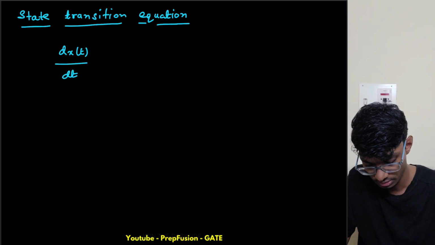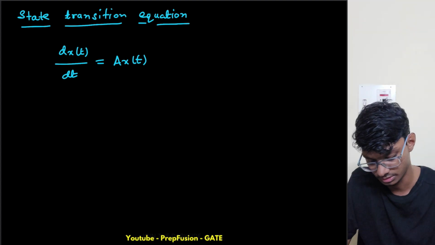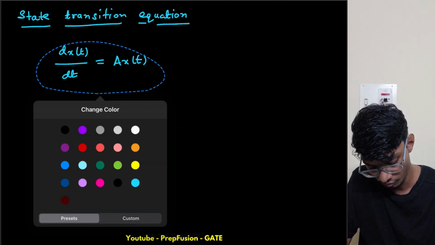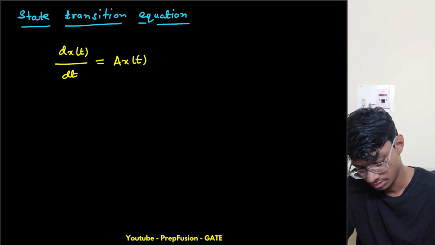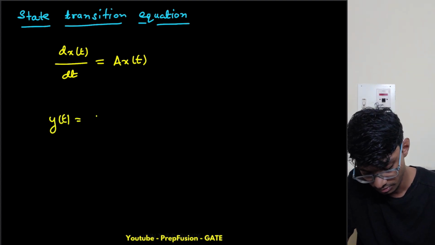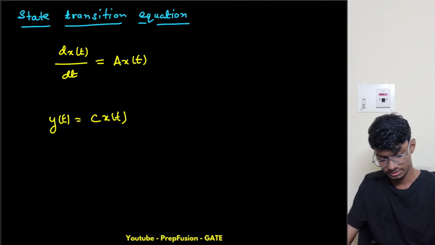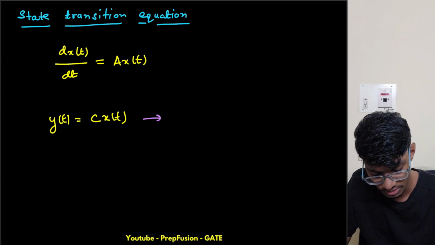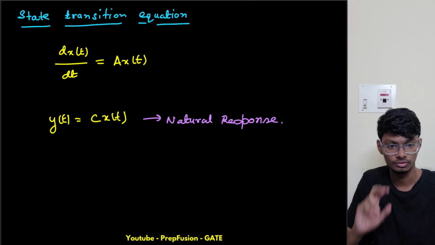dx(t)/dt equals A times x(t), right? Let me change the color, this is in differentiation format. So this is basically the equation. Now what is my output equation? The output equation is y of t equals C x of t. Now what is this response called? This is called the natural response, as the input is 0.